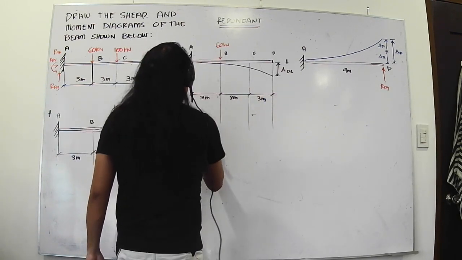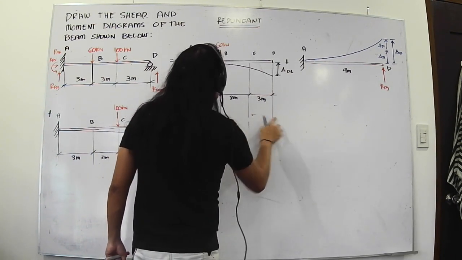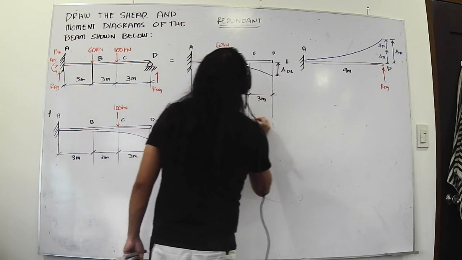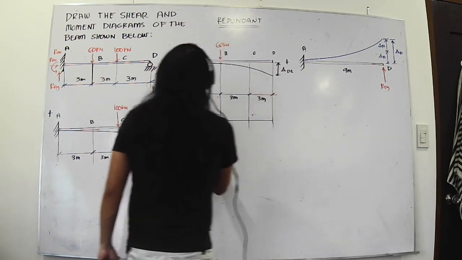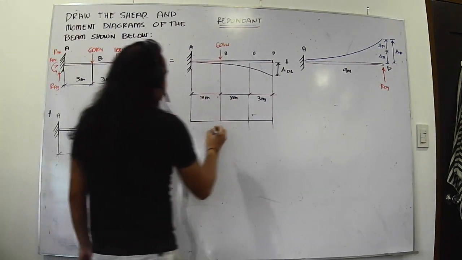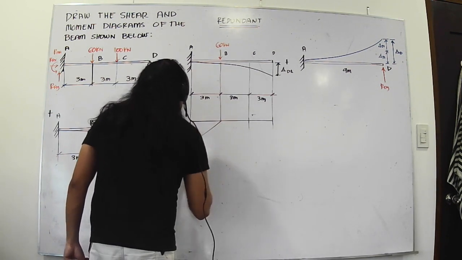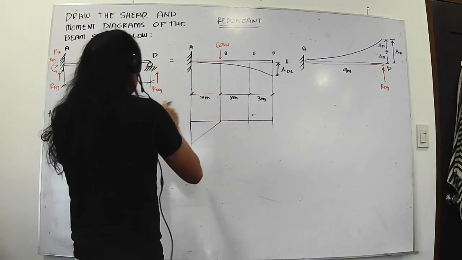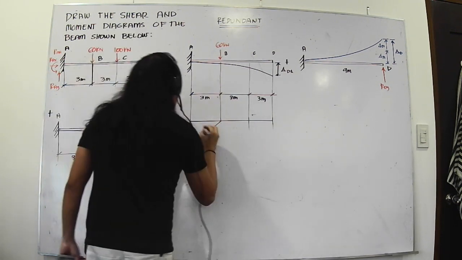First, before I do the conjugate beam, I try to draw the moment diagram. 60 times 3, that should be 180, right? Okay, 180.